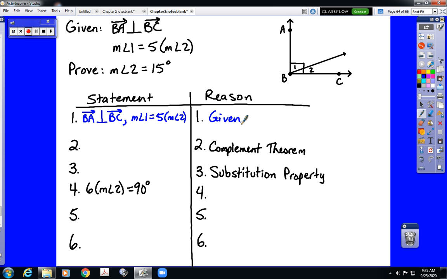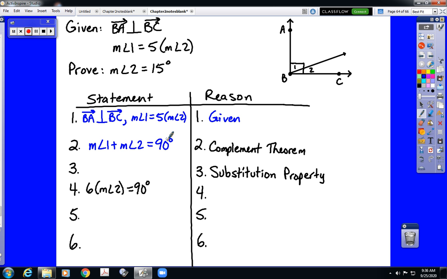The fact that BA and BC are perpendicular is our complement theorem. It states that if the non-common sides of adjacent angles form a right angle, which is BA and BC, the non-common sides of angles 1 and 2, that means that angle 1 and 2 must be congruent. Or, I'm sorry, not congruent. Complementary. So we're adding those two together and setting it equal to 90 degrees. That is what the complement theorem says: that if the non-common sides of adjacent angles are perpendicular, or form a right angle, then those two angles must add up to 90 degrees.